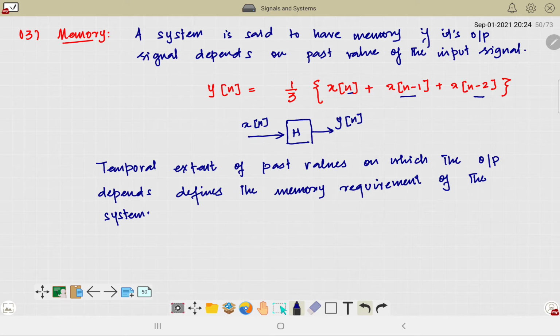If you include more samples, for example, say I'm using a 5 sample memory system, so y of n is equal to x of n plus x of n minus 1 plus, right up to x of n minus 4. Here the temporal extent is 4 units, which means you have to go 4 samples back in time, which need to be stored to get a faithful output from this moving average system. And so in that case, your memory requirement will be 4. Right? This is yet another property.